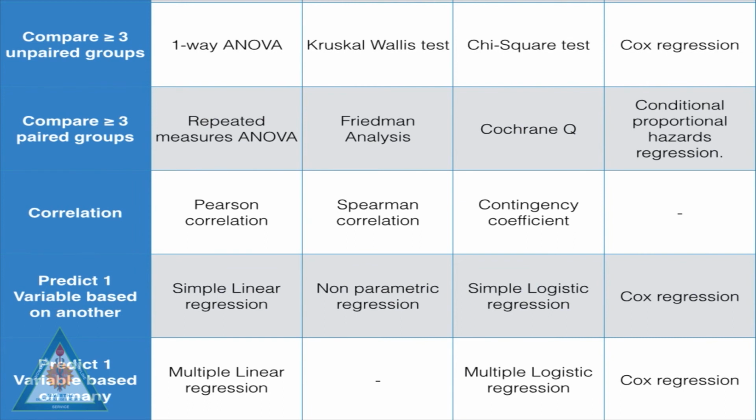If you want to predict one variable based on many other factors, like you want to see the incidence of cancer with smoking, with alcohol, and genetic and many other factors, you do a multiple linear regression. There is no non-parametric test for that. And then if you have binomial data, you will have to do a multiple logistic regression, and you can do a Cox regression for survival analysis.